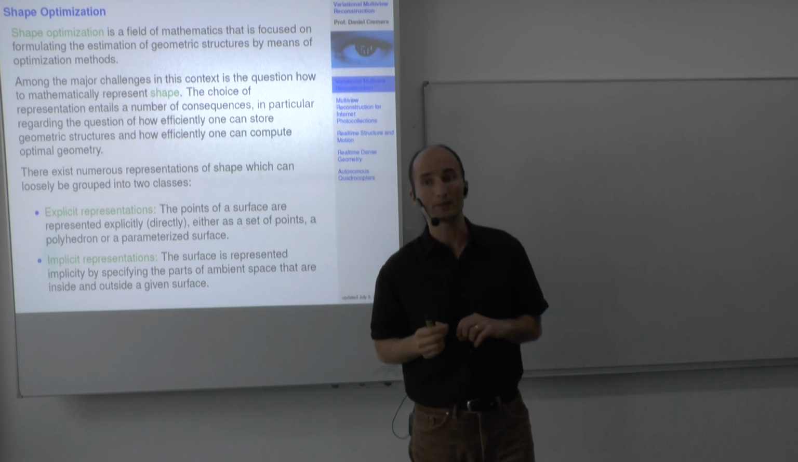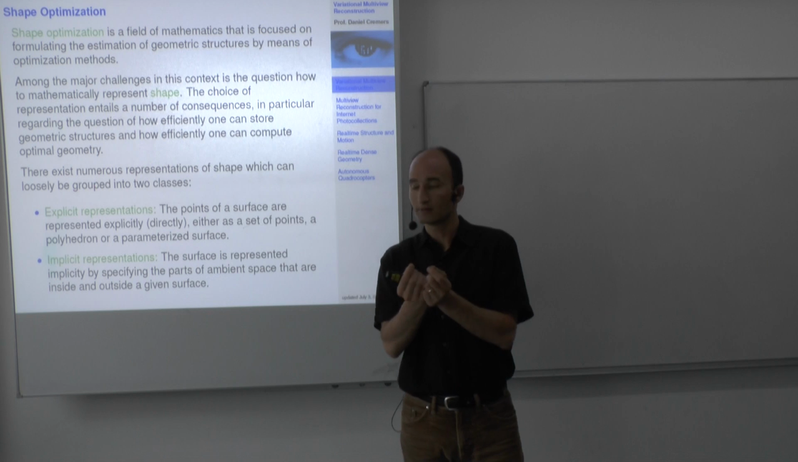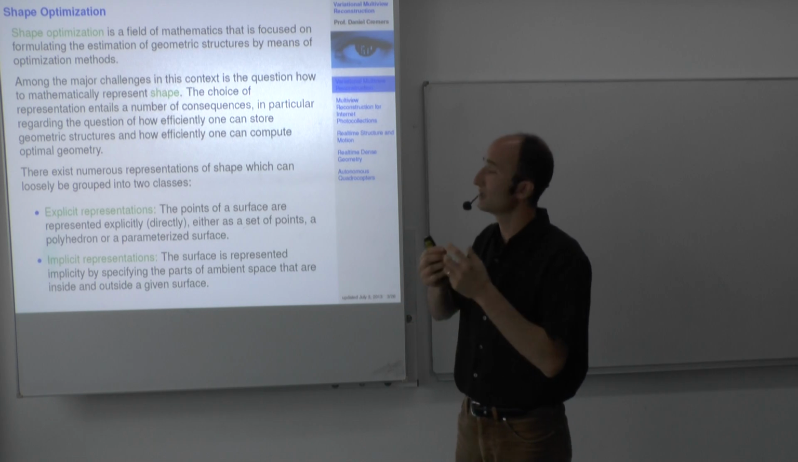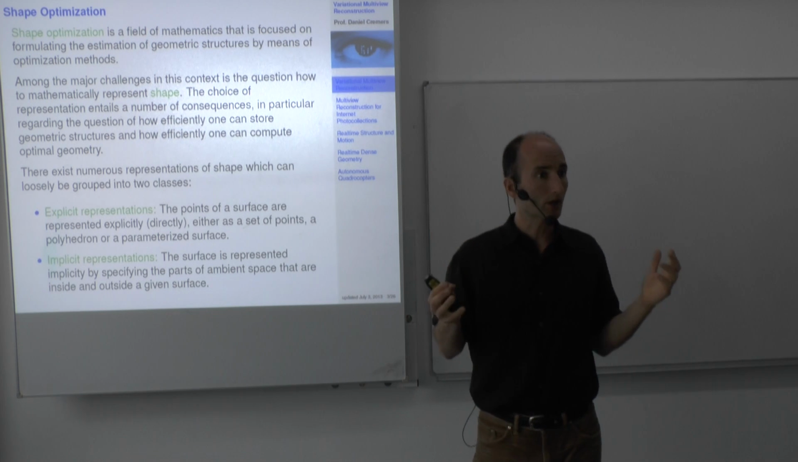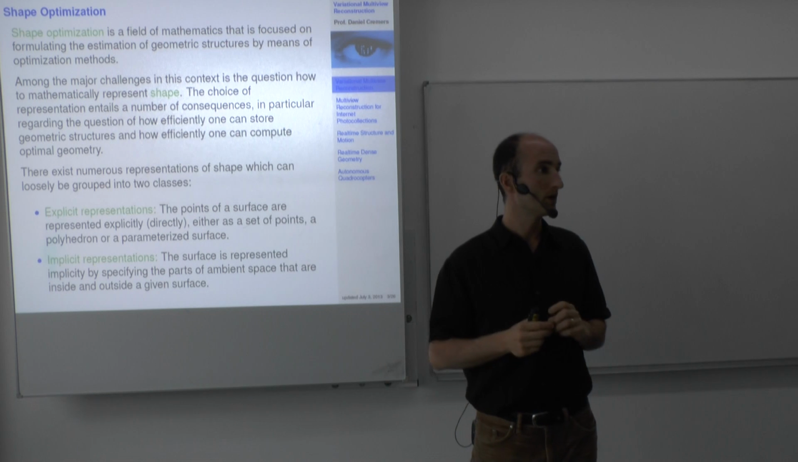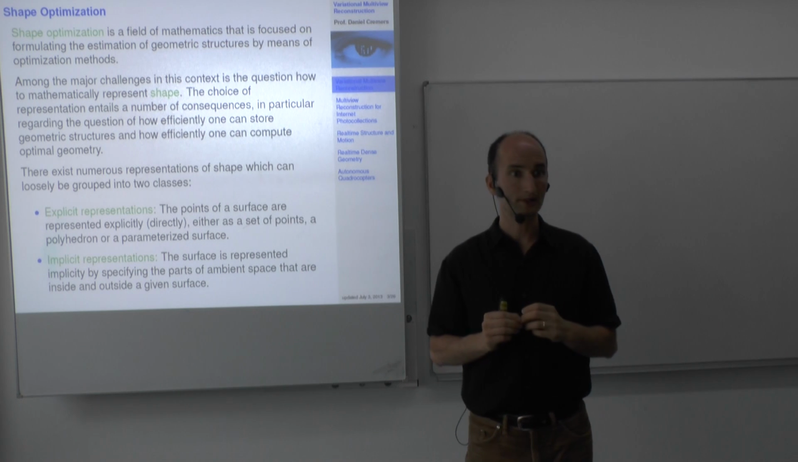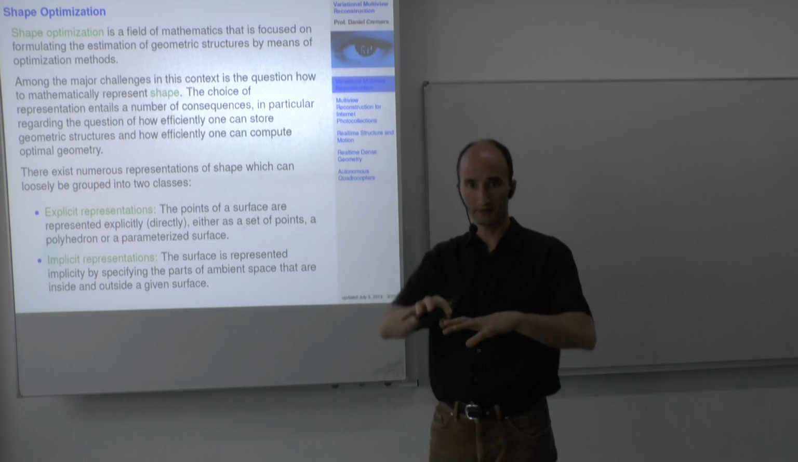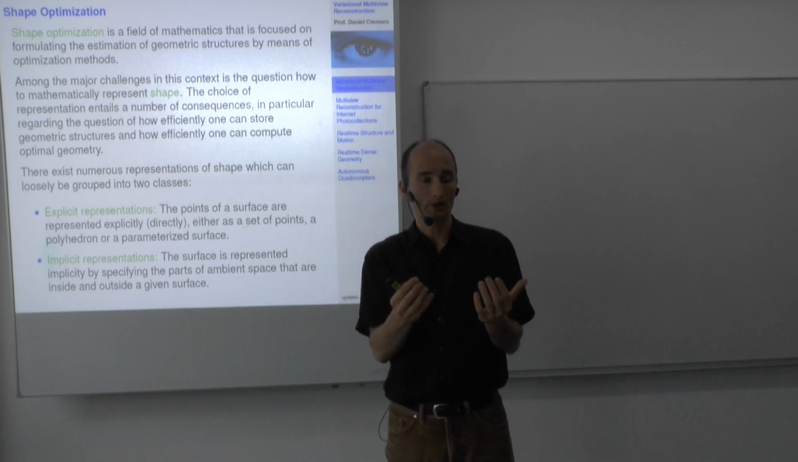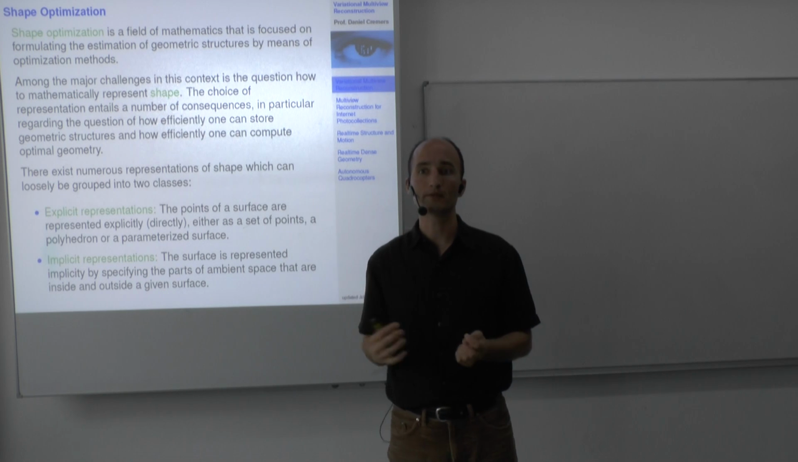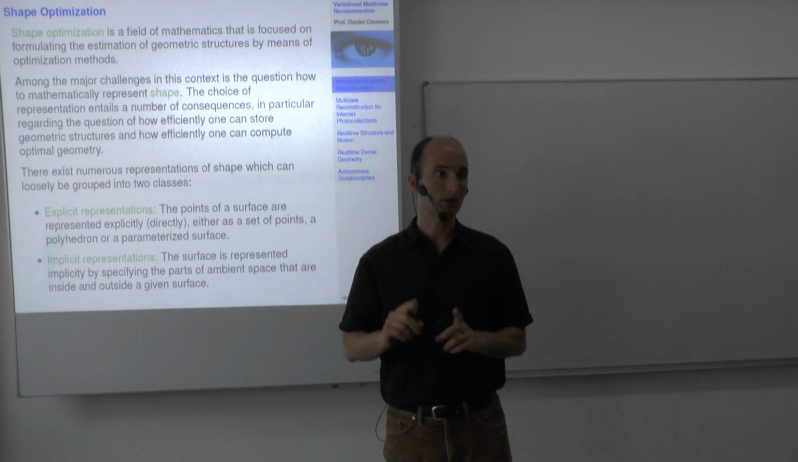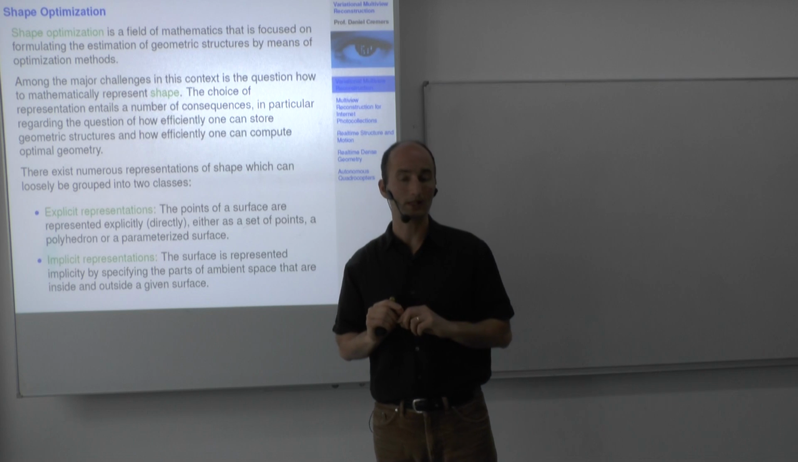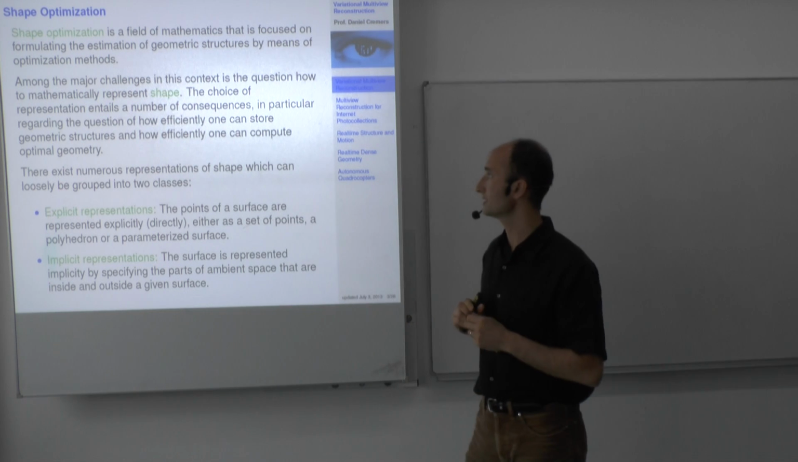When we talk about optimization, we want to represent shape in some way, and then we want to construct a cost function on the space of conceivable shapes. So that is to say, we don't know what the geometry of things around us is, but we want to assign some cost to every possible geometry. And so the first question is, how do you represent geometry in the first place?